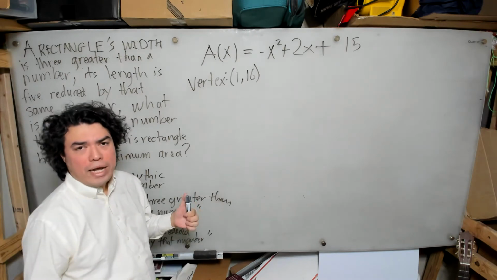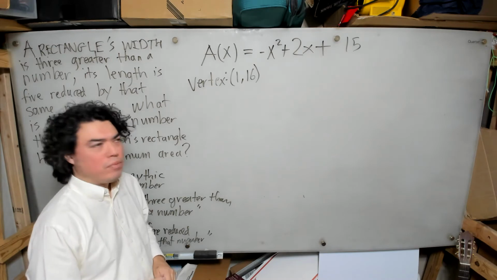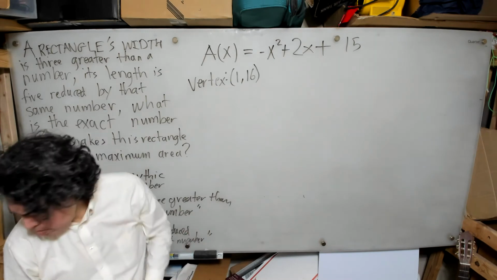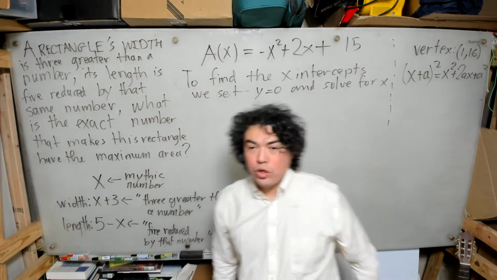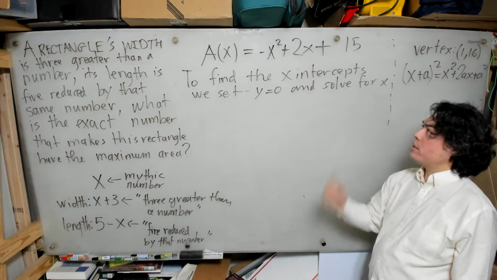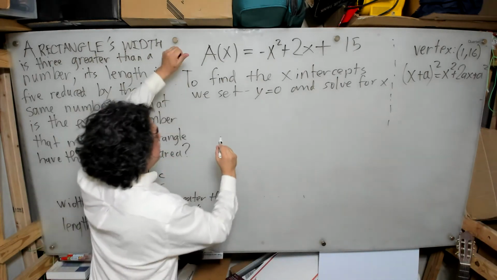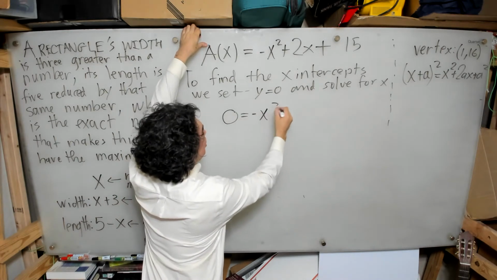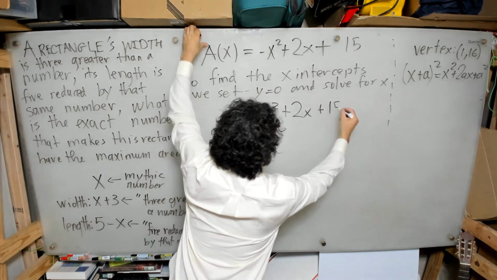So just for variety, right now, actually, we'll just use completing the square, okay? So to find the x-intercepts, we set y equals 0 and we solve for x, okay? So what I'm going to do is set this equal to 0, okay? So 0 is going to equal negative x squared plus 2x plus 15, okay?